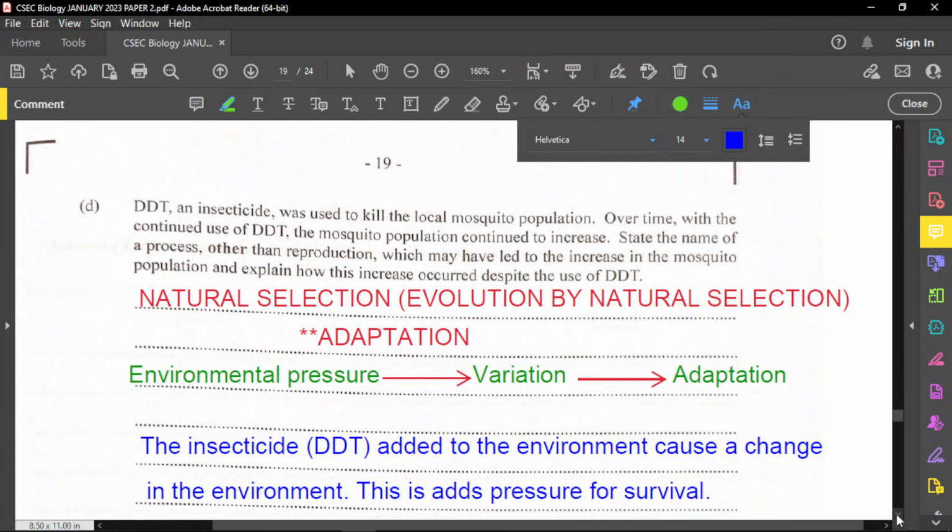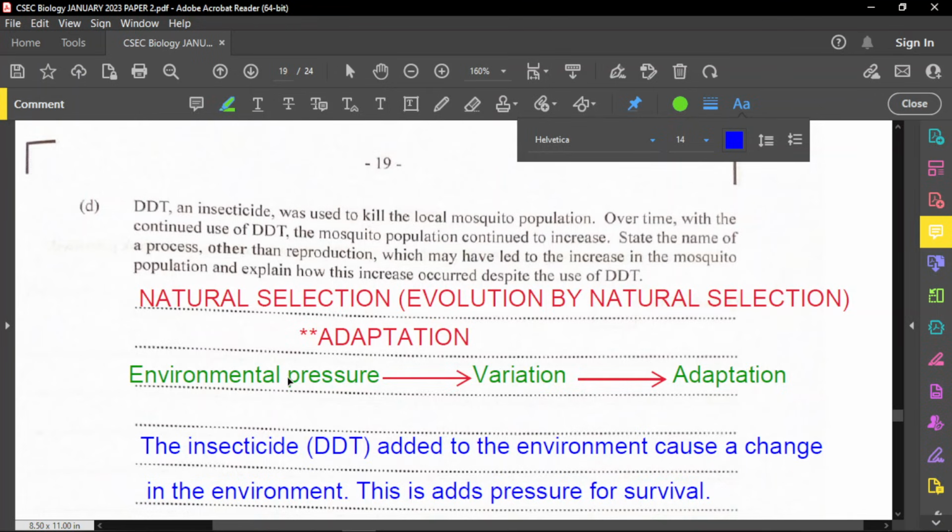Now for part D: DDT, an insecticide, was used to kill the local mosquito population. Over time, with the continued use of DDT, the mosquito population continued to increase. State the name of a process other than reproduction which may have led to the increase in the mosquito population, and explain how this increase occurred despite the use of the DDT. What I have here is pretty much 3 options, well, 2 of them really, since they're the same thing: natural selection, or evolution by natural selection, or simply write adaptation.